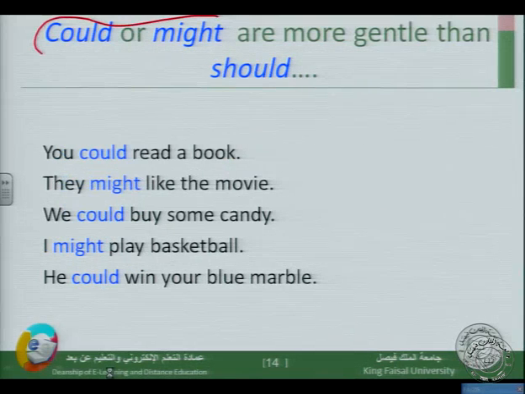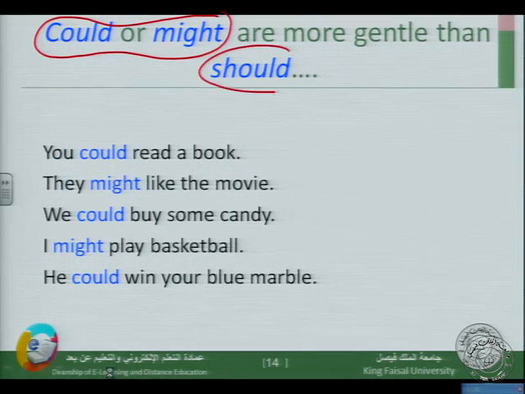How about could or might? Could or might are more gentle than should. Have you ever noticed the difference between should, could and might? It is the same thing, but could and might are more gentle, more elegant.